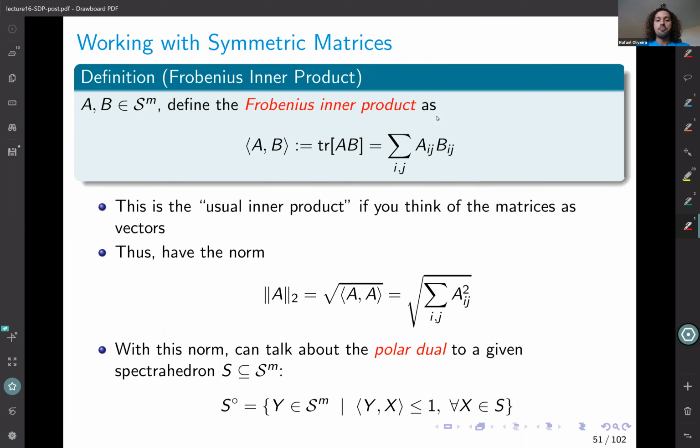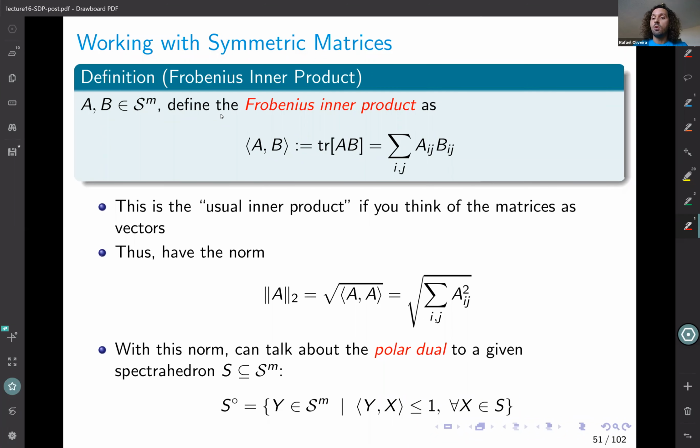duality theory, I need to define what an inner product between two symmetric matrices is. If A and B are two symmetric matrices, let's define their Frobenius inner product as follows. The inner product of A and B is equal to the trace of A times B, which if you write it down is the same thing as the sum over every ij of entry aij times the entry bij. If you think of the matrices as a long n-squared vector, this is exactly the usual Euclidean inner product of vectors.